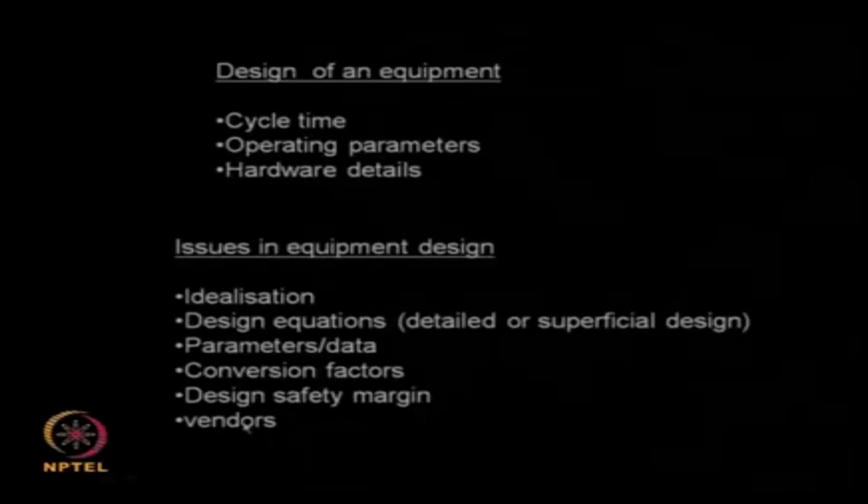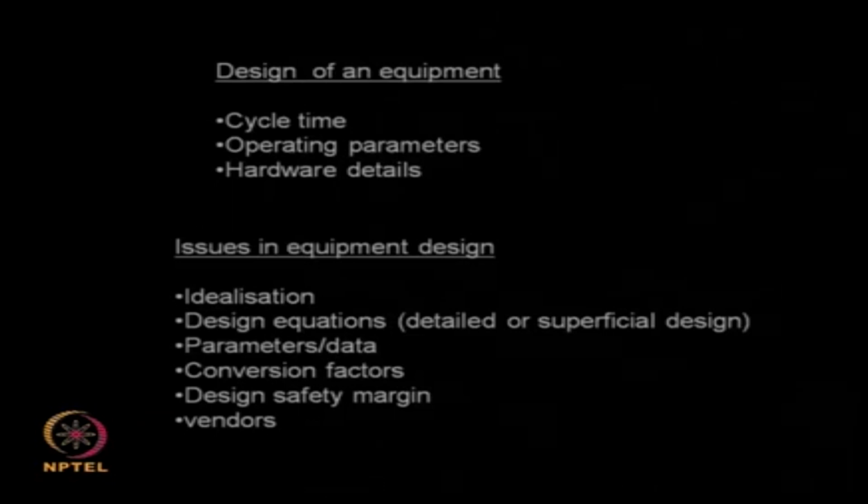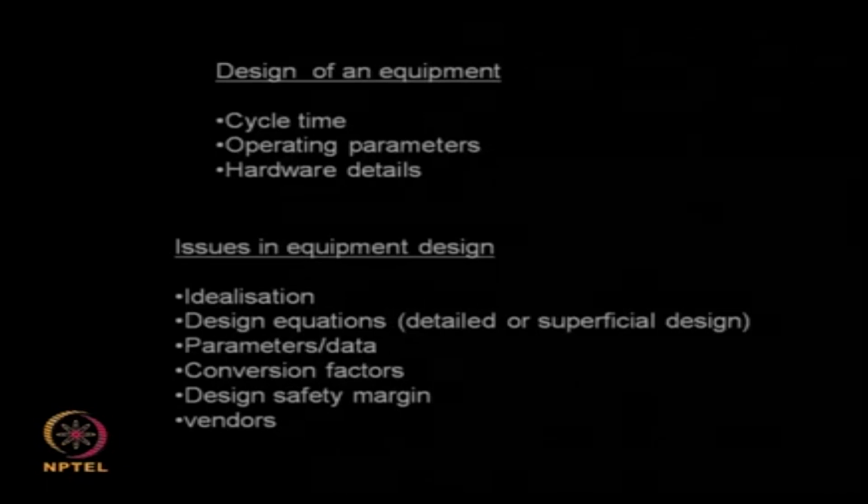And finally vendors, you should know who are the vendors manufacturing. If I want to buy a centrifuge, I should know who manufactures centrifuge in India or outside India. If I want to buy a distillation column, I should know who manufactures various types of distillation columns. If I want to buy a motor for agitation, who are the various vendors. So you need to know the vendors available in India or outside India.